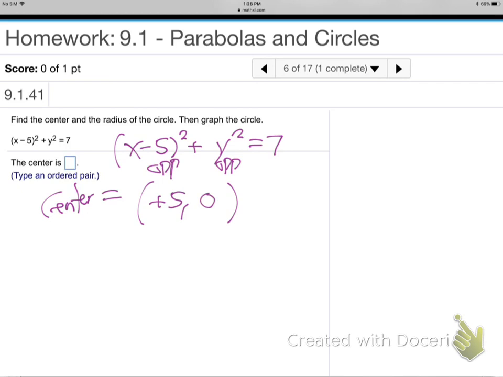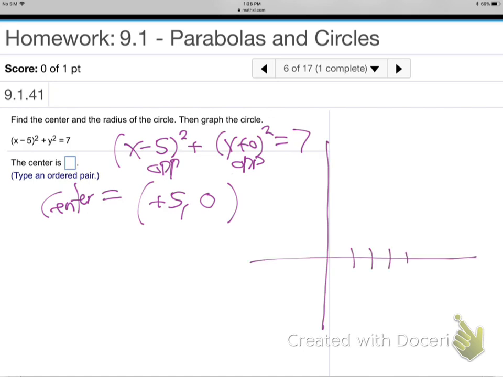And for y, 0, right? Because that's like y plus 0. Remember, it's the added or subtracted number. You can't add 1. That would change it, right? Y plus 1 would be different. We're talking about what number is added or subtracted next to y. That's the same as y plus 0 or y minus 0. Everybody with me? So the center is 5, 0. One, 2, 3, 4, 5. We good there? There's the center.